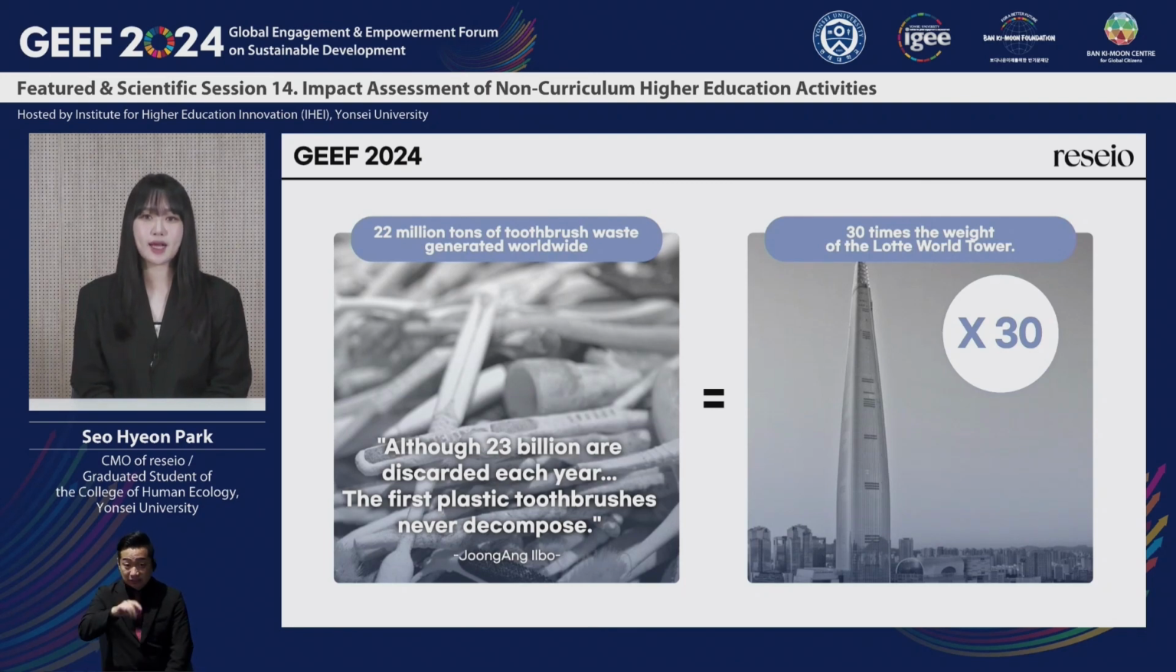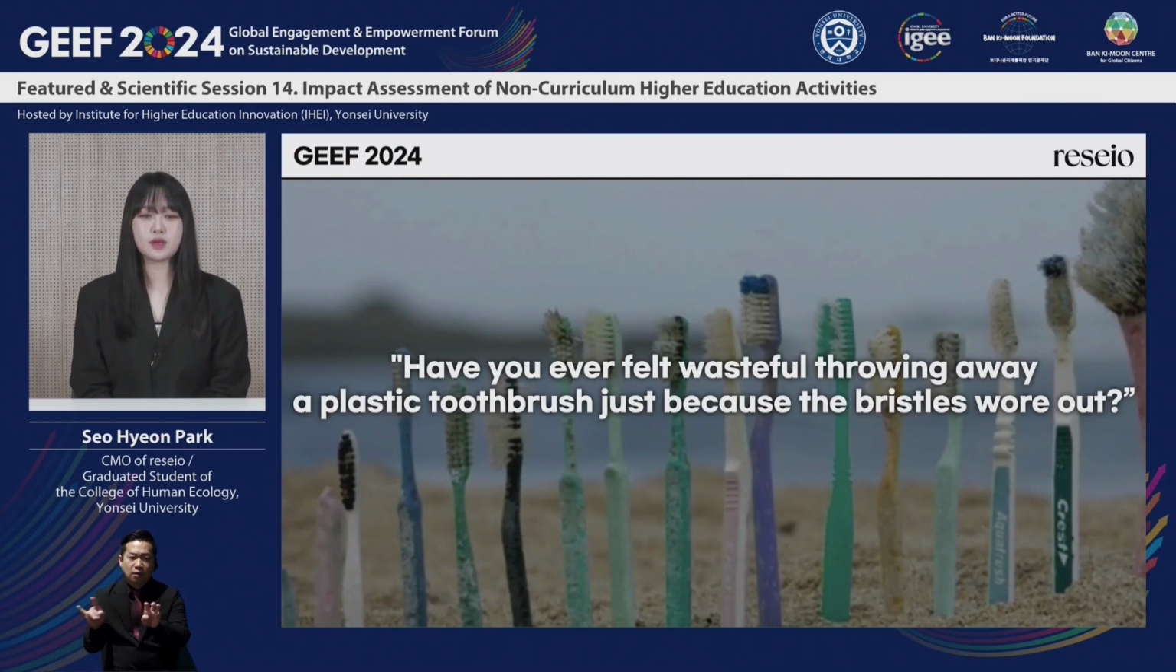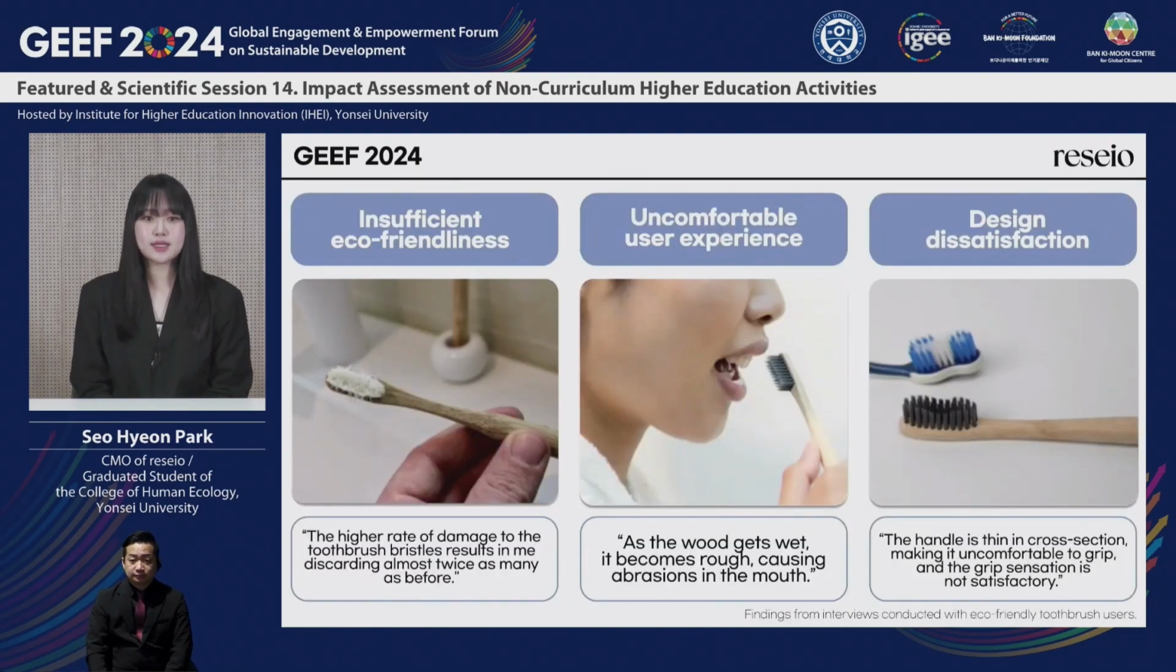We learned that 12 million tons of toothbrush waste has accumulated since the first toothbrush was produced, which is equivalent to the weight of 30 Lotte World Towers. Everyone uses a toothbrush every day for the rest of their lives, a consumable and a necessity that needs to be replaced over and over again. Have you ever thought that it's a bit wasteful to have a plastic toothbrush that you have to discard once the brush heads are worn out?